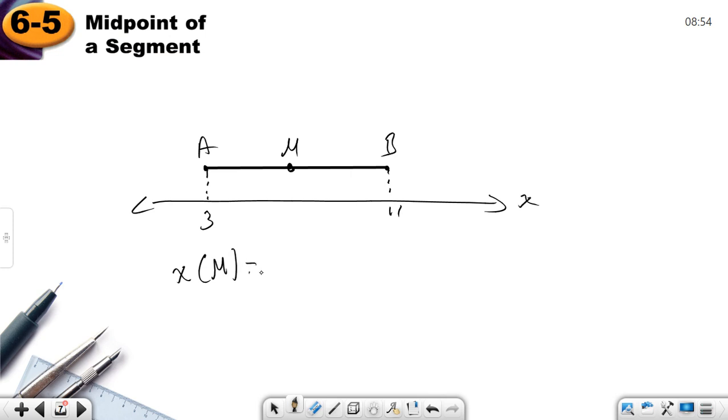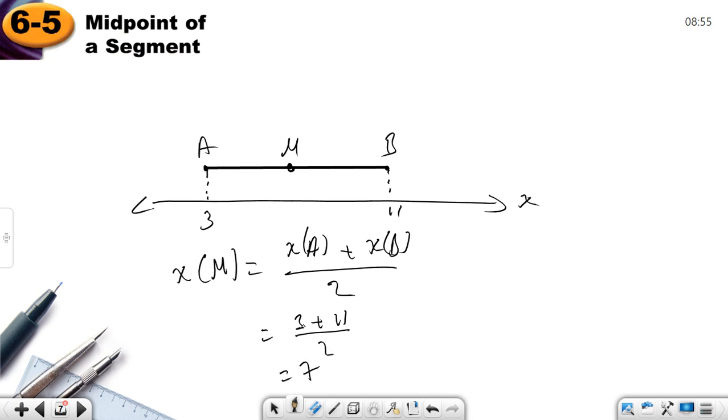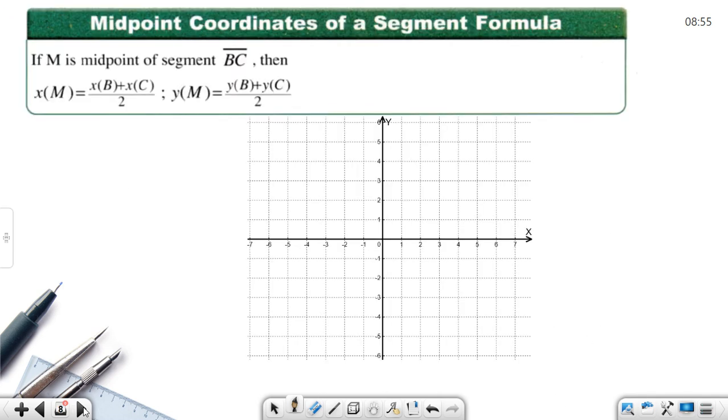X value of the midpoint equals x value of A plus x value of B, divided by 2. 3 plus 11, as you see, A is 3, B is 11, divided by 2, equals 7. 3 plus 11 is 14, divided by 2 is 7. So this value must be 7, and this is the midpoint of this segment. It's very easy. It has only x value. We add them and divide by 2.